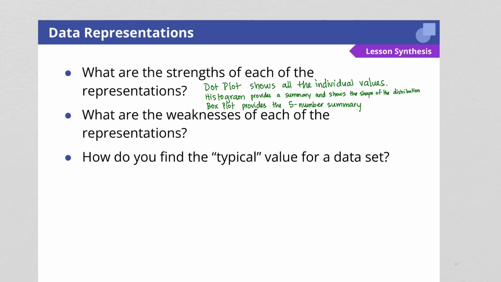Now the weaknesses. A dot plot might take a little bit longer to construct. It has too many columns and too many dots to put in, so it might make it a little more difficult to see that 5-number summary right away. The weakness with the histogram and the box plot is that they did not provide us with the individual data, which makes it hard to calculate things like the mean or find the mode.